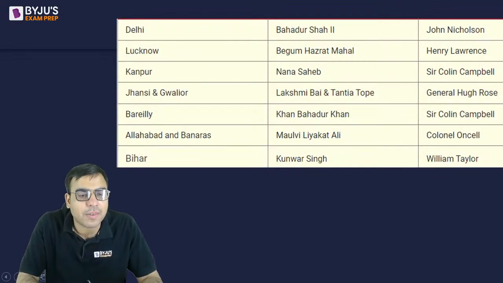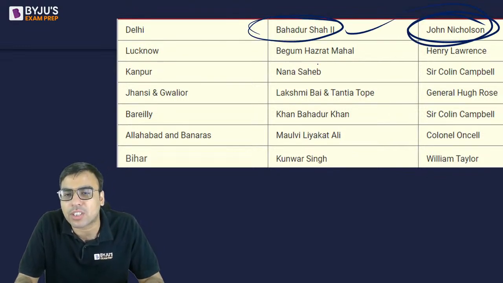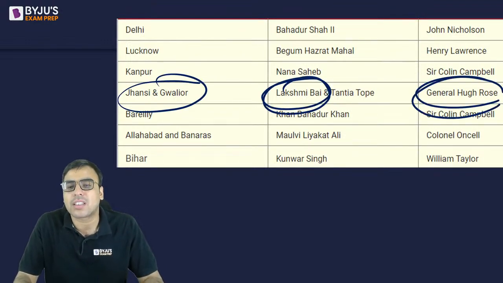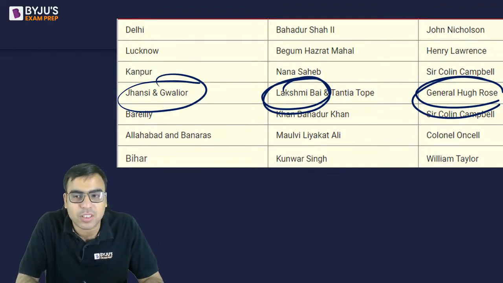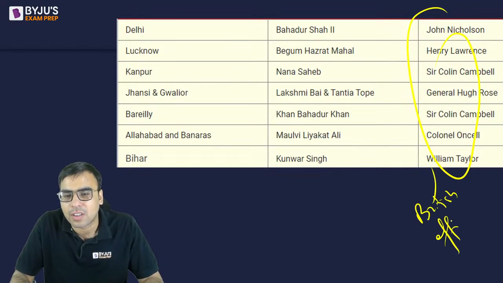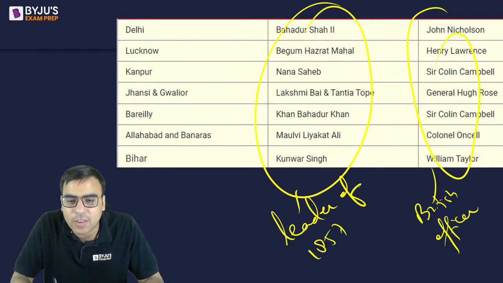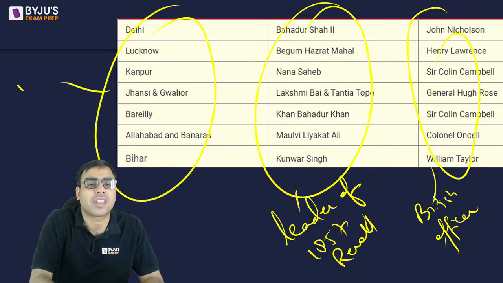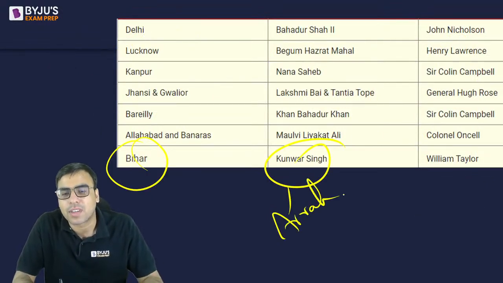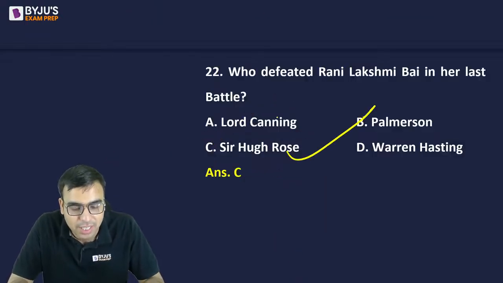Okay. So these are some of the places where the revolt happened. In the 1857 revolt, Bahadur Shah II was the leader, and John Nicholson was the British army officer. In Jhansi and Gwalior, Lakshmibai was there, and the British general was General Hughes. So these are British officers. And these are the leaders of the 1857 revolt and the places where it happened. In Bihar, Veer Kunwar Singh from Ara, Jagdishpur, and the British army officer was William Taylor. So these are the basic things you should be knowing. So C is the right answer. Yes, Shivani, Anand, you all are right.